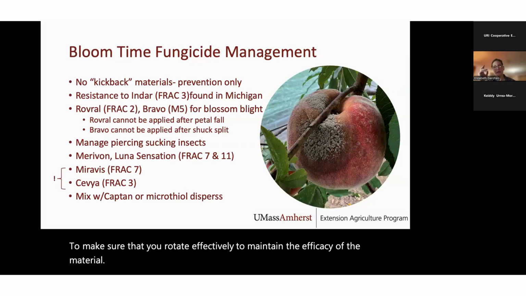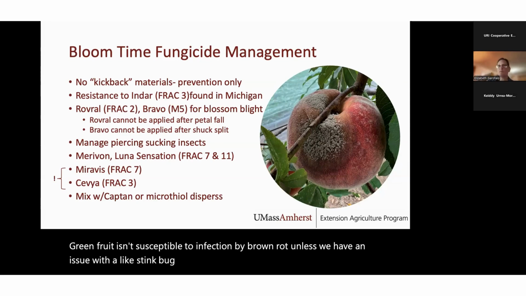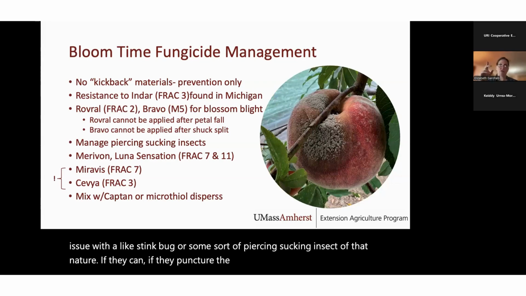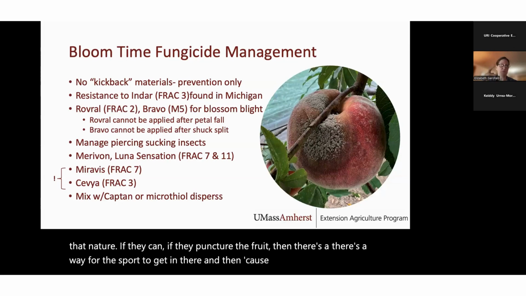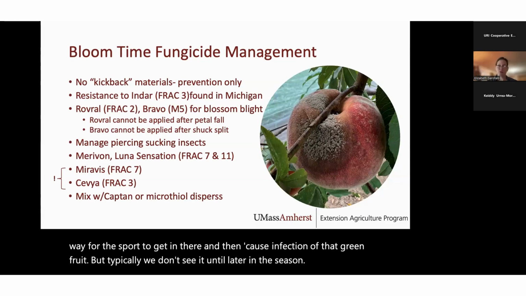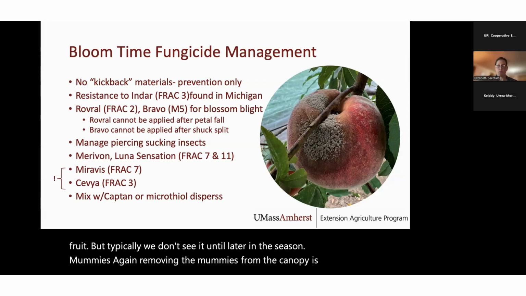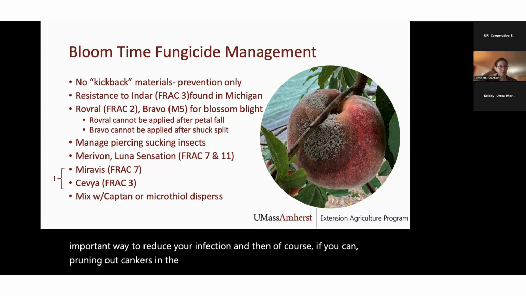Typically, green fruit isn't susceptible to infection by brown rot unless we have an issue with something like stink bug or some sort of piercing sucking insect of that nature. If they puncture the fruit, then there's a way for the spore to get in there and cause infection of that green fruit. But typically we don't see it until later in the season. Mummies, again, removing the mummies from the canopy is a really important way to reduce your infection. And then, of course, if you can, pruning out cankers in the wood as well.